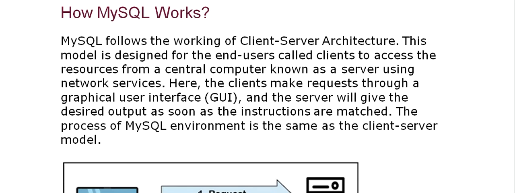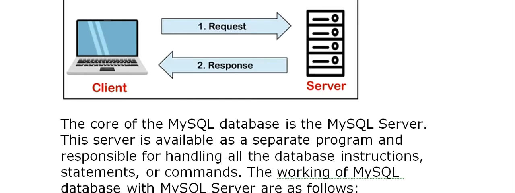Okay. So now in this diagram, this is the client, and what does the client do here? The client on the left-hand side is making a request to the database server, and on the database server, the request is searched. Based on that, the response is given to the client after the response is recorded. So the core of the MySQL database is the MySQL server.